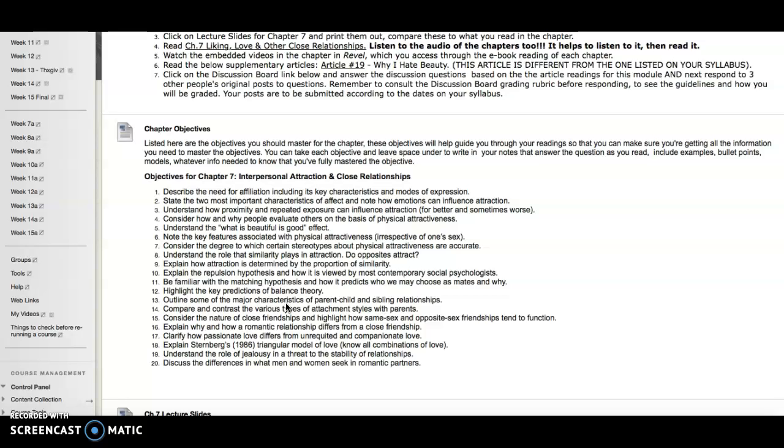So we'll be taking a look at some of the neuroscience actually on attractiveness and sort of what our brains are wired towards valuing, and this depends on different cultures. But we do, as a culture here, value certain traits and certain characteristics, irrespective of one's sex, that we will deem as attractive. But we'll also be considering the degree to which certain stereotypes about physical attractiveness can play a role in that, and how accurate are they.